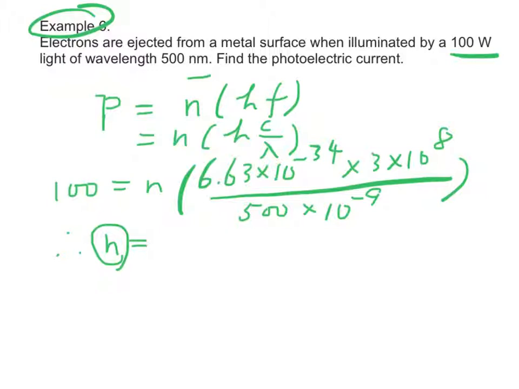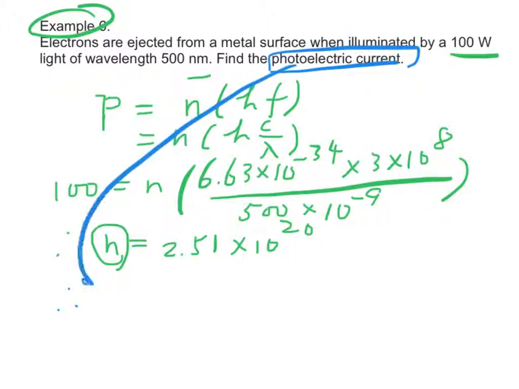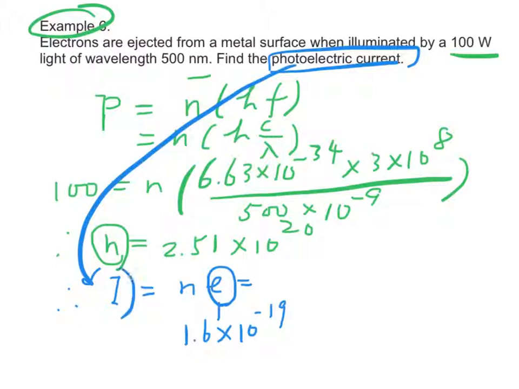is equal to 2.51 times 10 to the power 20. Therefore, the photoelectric current I equals Ne, where e is equal to 1.6 times 10 to the power negative 19 coulombs. The result for the photoelectric current I equals 40.2 amperes.